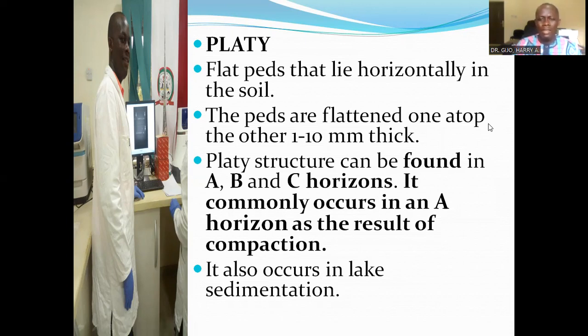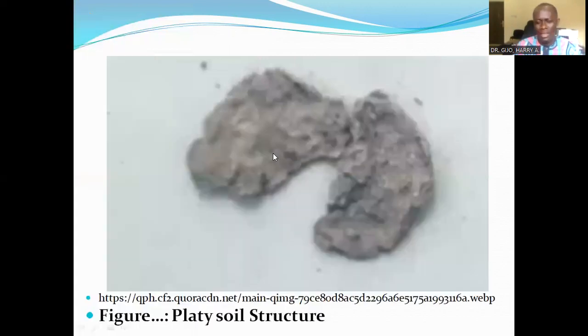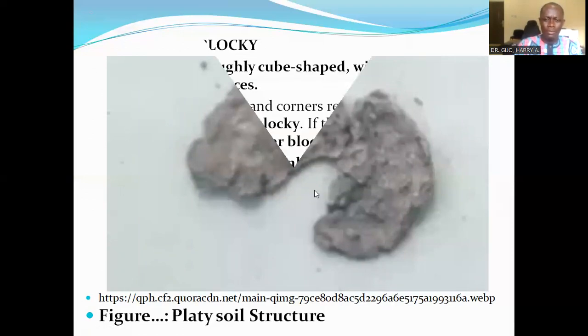The platy structures commonly occur in an A horizon as a result of compaction, as a result of pressure. It also occurs in lake sediments. Now here's a picture of the platy structure. The platy structure is flat, both at the top and the bottom. They are flat peds that are found in the soil horizon.